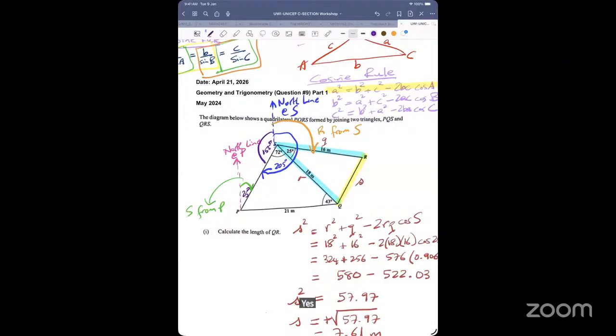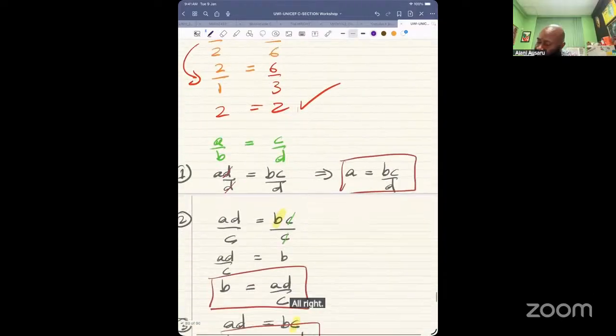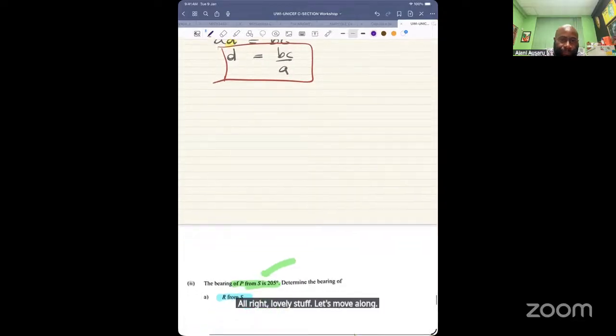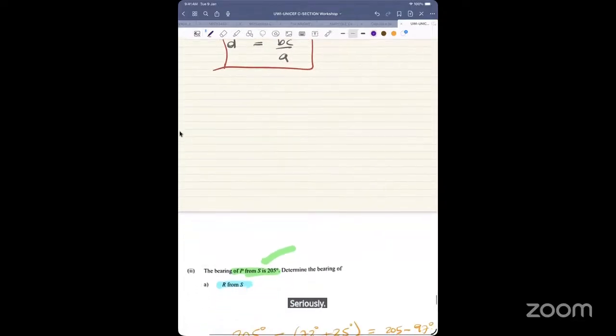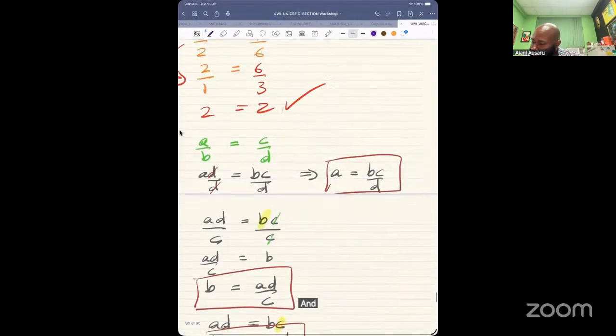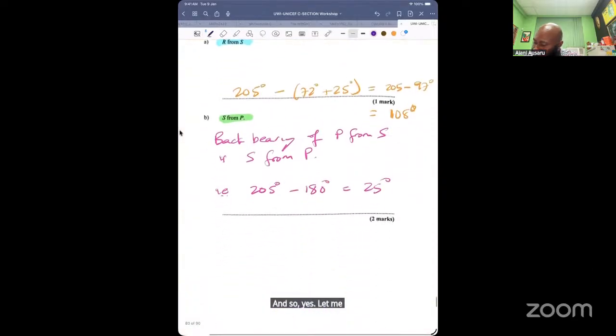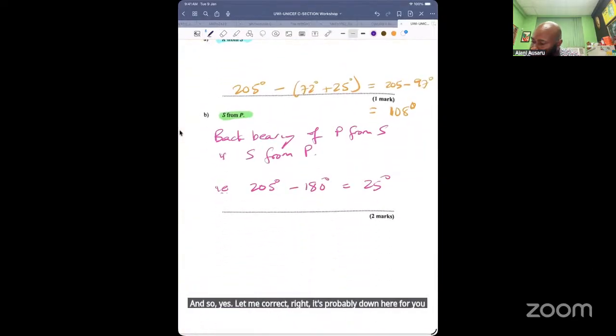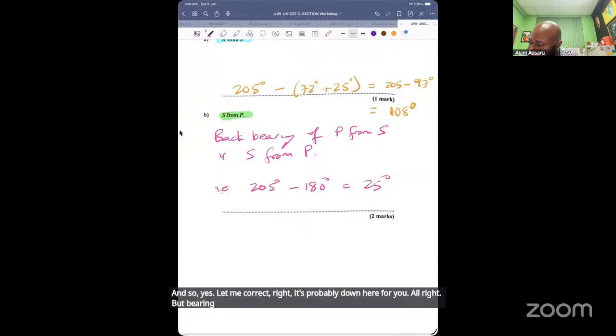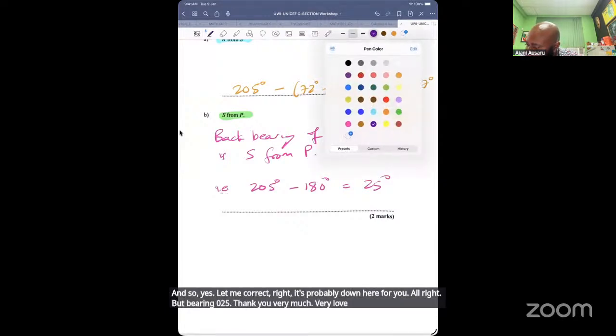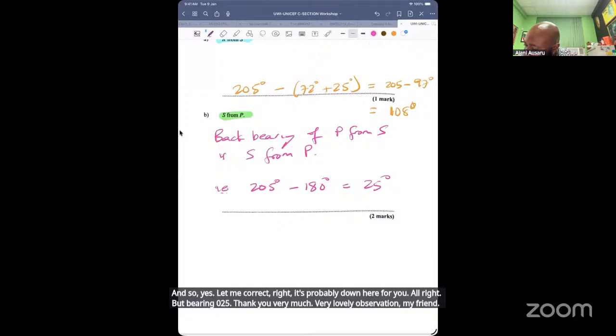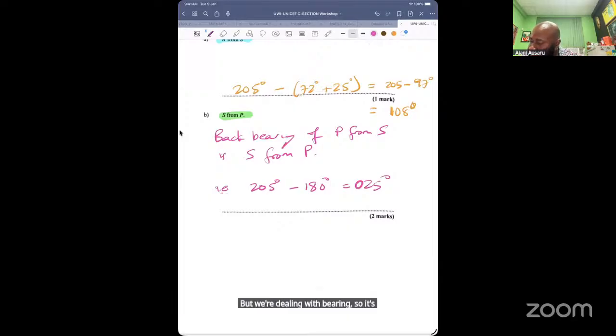All right. Lovely stuff. Let's move along. Sir, the answer should be 025. Yes. Let me write it properly down here for you. All right. Back bearing 025. Thank you very much. Very lovely observation, my friend. Because we're dealing with bearing, so it's 025. The answer is 025. Okay? All right. Beautiful stuff. Everybody good?